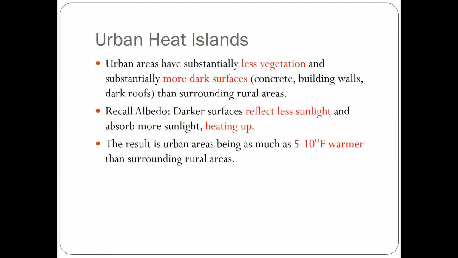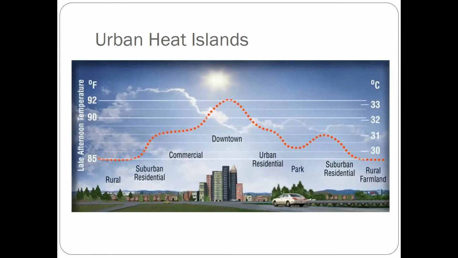This actually creates a really interesting effect because those darker surfaces become warmer, and that results in urban areas, urban centers, being as much as 5 to 10 degrees in some cases warmer than adjacent non-urban areas. So the center of a city, the downtown of a city, can be substantially warmer than surrounding non-urban areas. And again, the reason why is because the dark surfaces of these urban areas absorb more sunlight, thus becoming warmer.